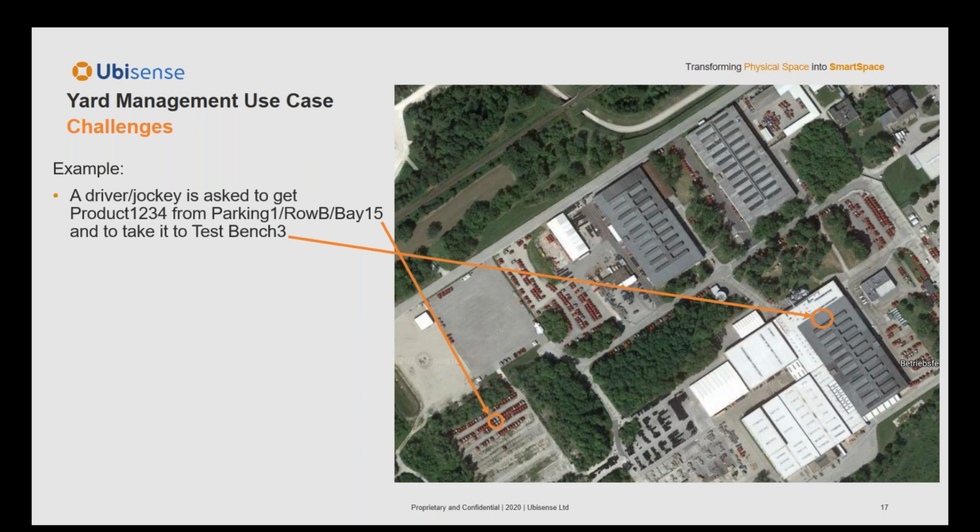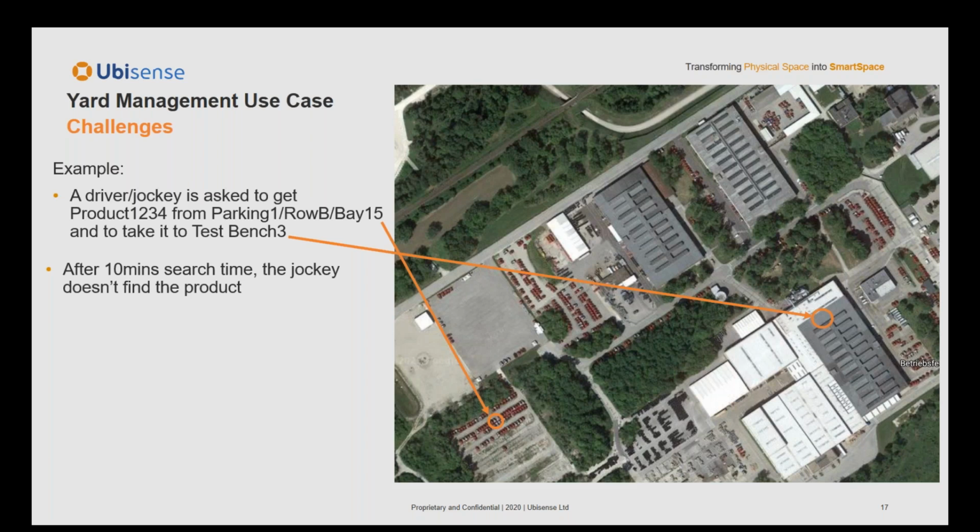So this is where test bench 3 is, in a different building. The driver goes to the parking area where the product is supposed to be. He goes there, but the product is not there. So he spends 10 minutes looking around. You can see all the tractors are the same color, so it's difficult to find the right one.